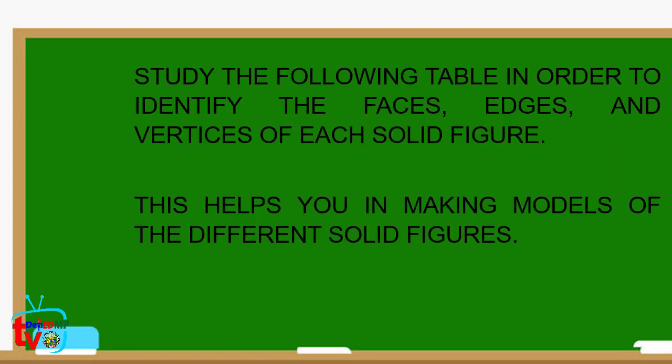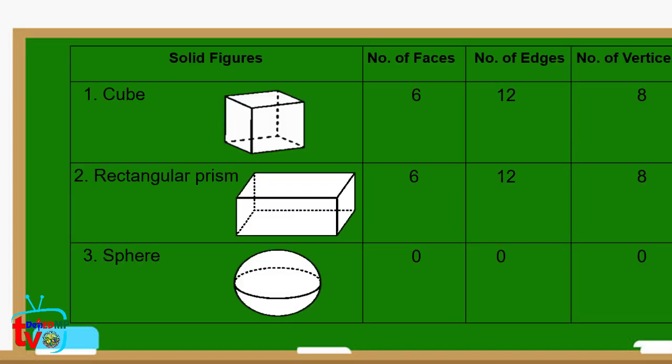Study the following table in order to identify the faces, edges, and vertices of each solid figure. This helps you in making models of the different solid figures. Number 1 here is a cube. You can see in this table that this cube has 6 faces. It has 12 edges and 8 vertices.